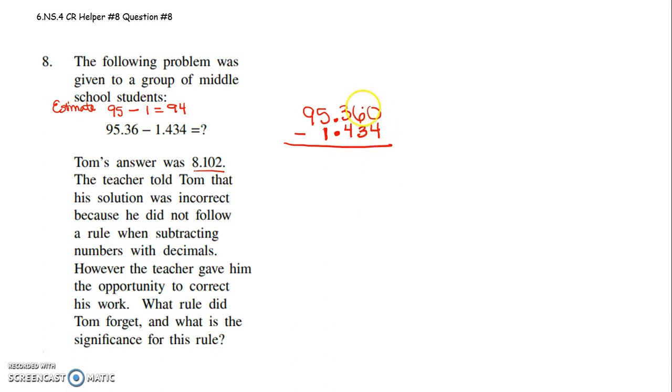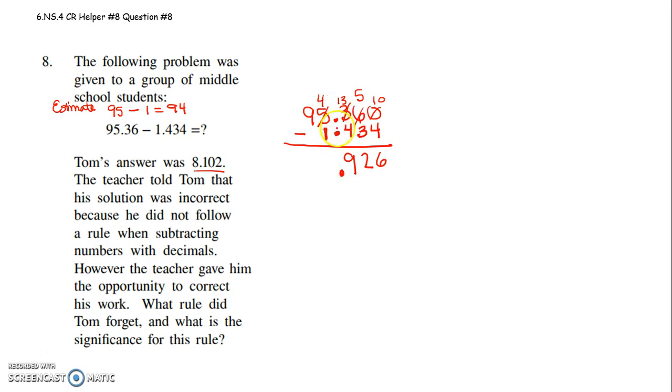So 4 from 0, nope, we got to borrow from the 6. 6 becomes a 5. This is a 10. 10 minus 4 is 6. 5 minus 3 is 2. 3 minus 4, can't take 4 from 3, borrow from the 5. The 5 becomes a 4, this becomes a 13. 13 minus 4, I believe, is 9.